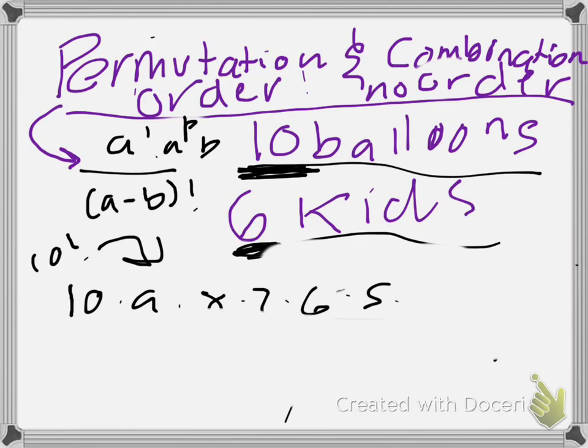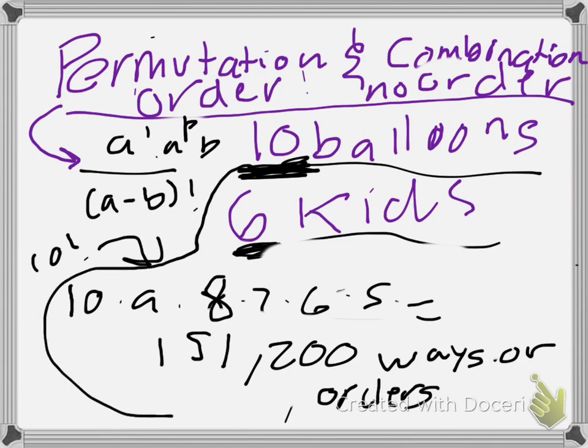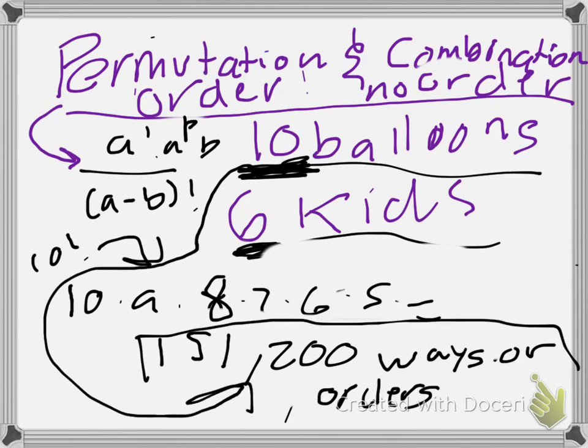You have this on top, and once you multiply it together, you... hold on. Give me a moment. Anyway, you multiply the top, and what you're left with is 151,200 ways or orders you can hand out those 10 balloons. Ooh. And this would be your answer. So that's the gist with permutation.